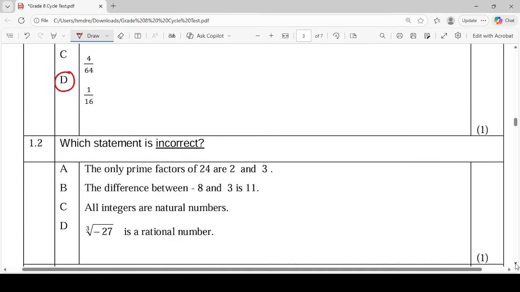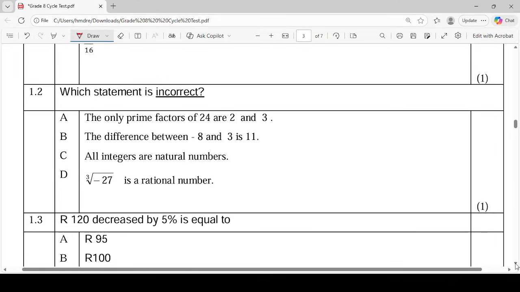1.2, which statement is incorrect? So with a question like this, I would usually go through all the number ones that you can kind of work out and rule those out first, and then you can get to the more wordy statements. So in A, the only prime factors of 24 are 2 and 3. So let's work out the prime factors.